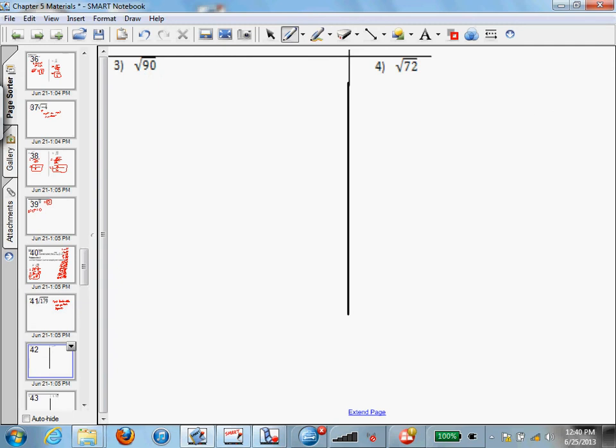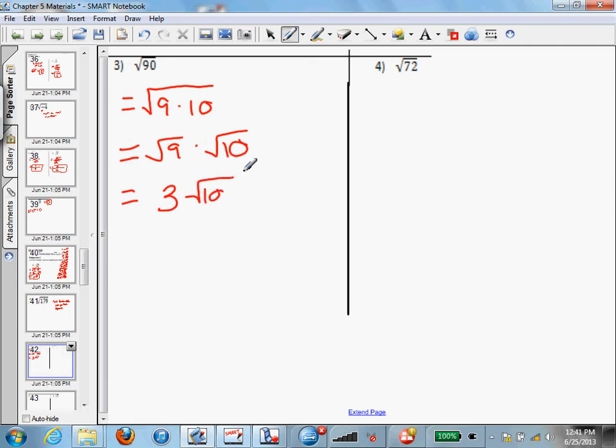Looking at number 3 with square root of 90, you want to break that into 90 being the product of 9 times 10. Break that down even farther into the square root of 9 times the square root of 10. Square root of 9 can be broken into 3, and then just leave that square root of 10 attached because there's nothing else you can do with it.